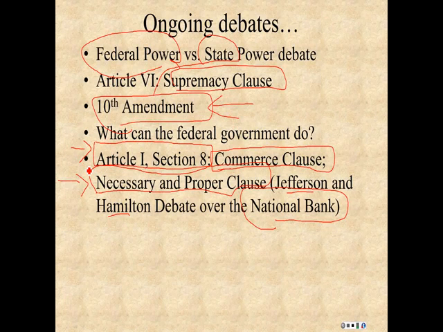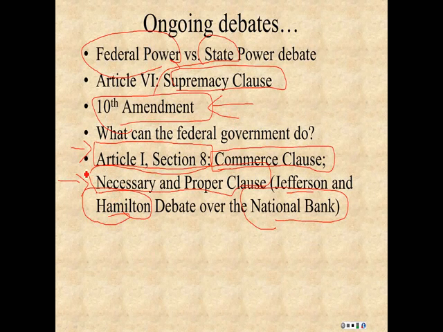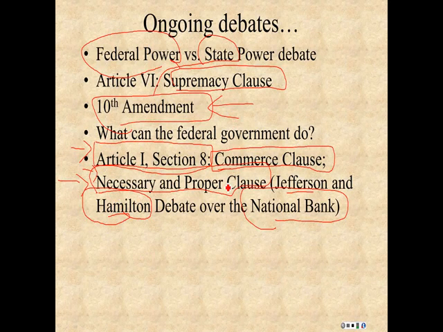He says the national bank isn't listed there, so it's not constitutional. Hamilton, on the other hand, takes a broader and less literal view. He says the Constitution says that the federal government can do anything necessary and proper in carrying out its general powers, and those powers include providing for the general welfare.